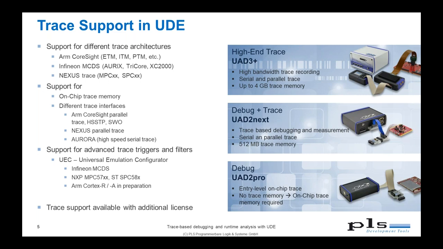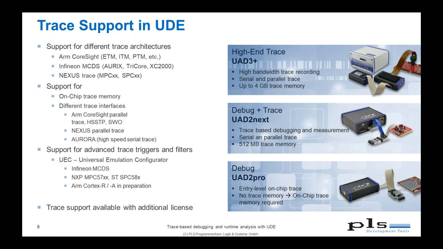Besides these hardware features that we support, we also have some software features. One of the software features which is very useful, for example, for highly sophisticated trace units like MCDS, with a lot of trace trigger and filter capabilities, is the so-called Universal Emulation Configurator, UEC, which is intended to configure the trace recording before the trace is started. This UEC is available for MCDS from Infineon, also for some of the PowerPC or Power Architecture devices from NXP and ST, and will be available soon for Cortex-R and Cortex-A multi-core systems.